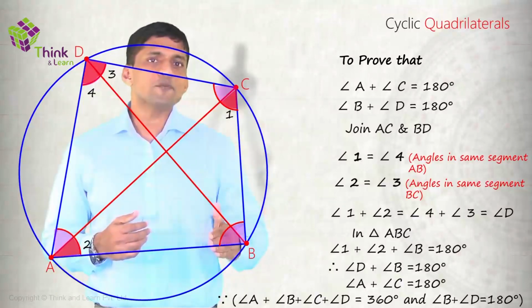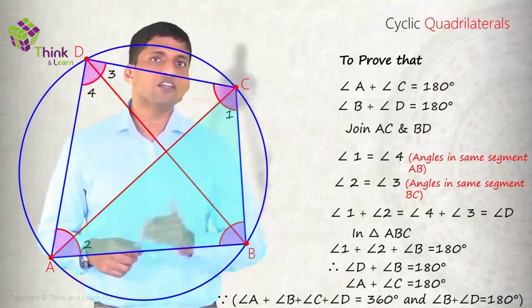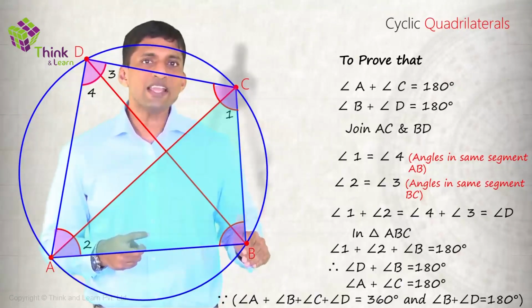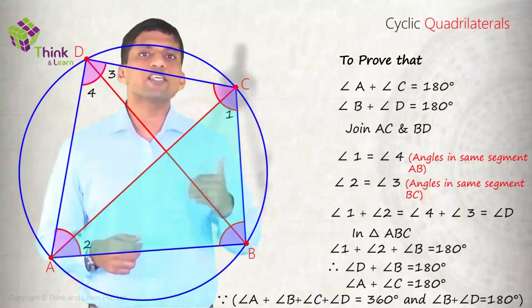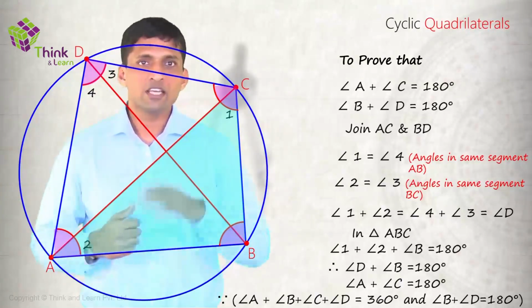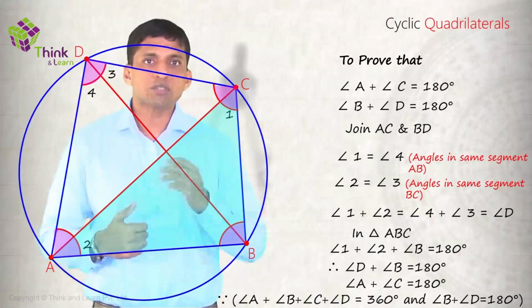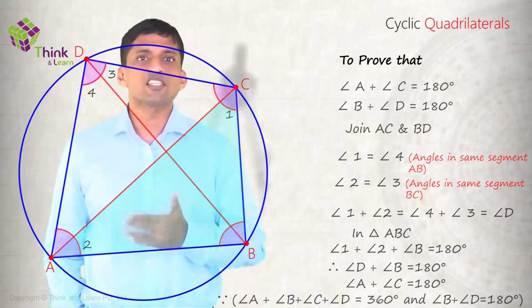Then just consider this particular triangle, so that angle 1 plus angle 2 plus angle B is equal to 180 degrees. Angle 1 and angle 2 you can replace by angle D. So we got angle D plus angle B as 180 degrees. That is, the sum of opposite angles is equal to 180 degrees. So it's a very simple proof, which I am sure all of you will be able to write down, and you don't need to memorize this at all.